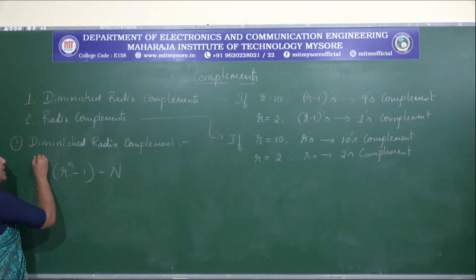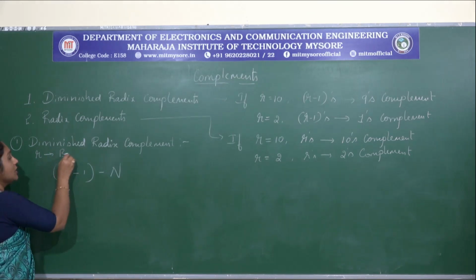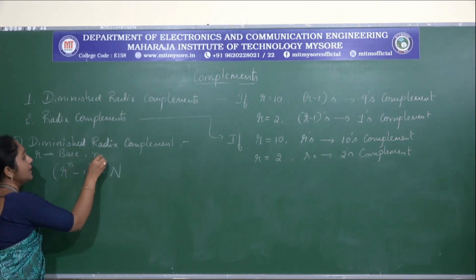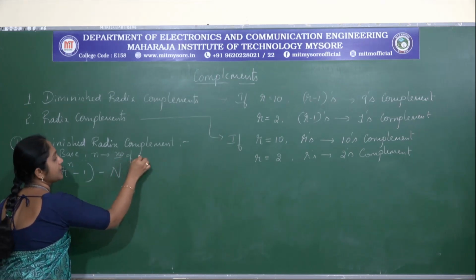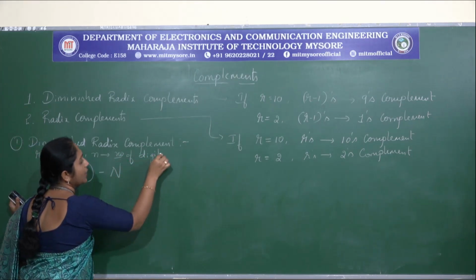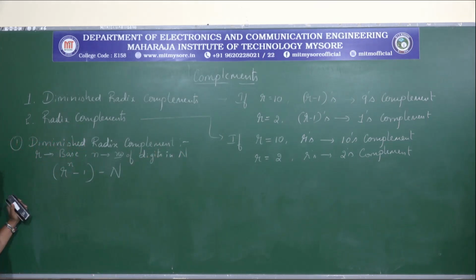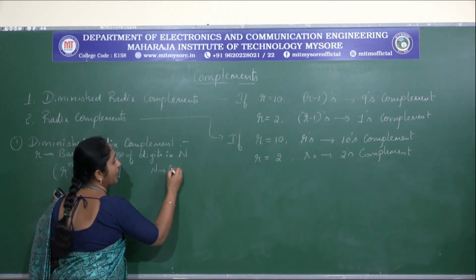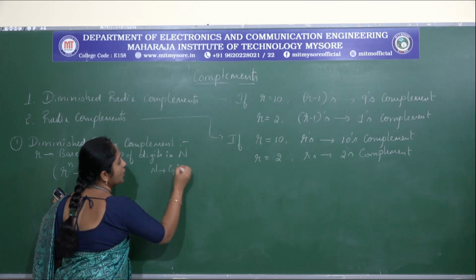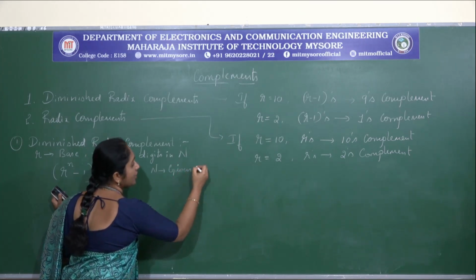Now let us see what r, n and capital N are. The r here is the base or the radix. Small n is the number of digits in capital N. And capital N is the given number for which we need to obtain the complement, any of the complements.